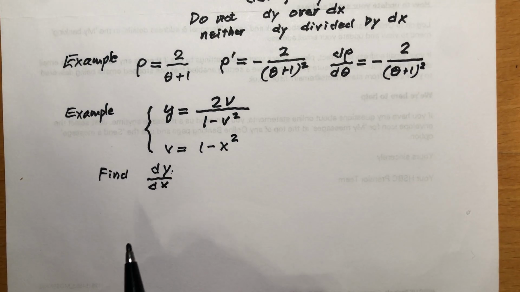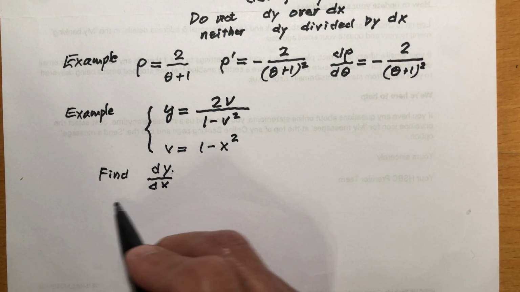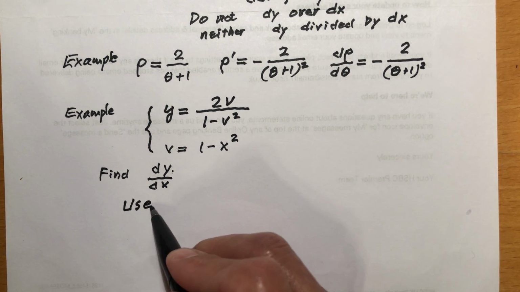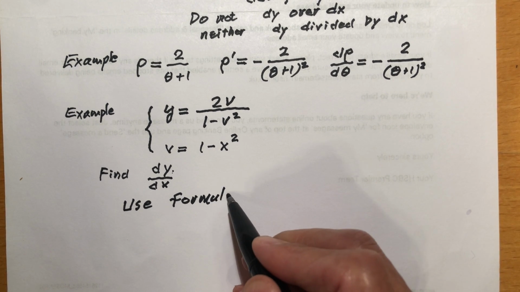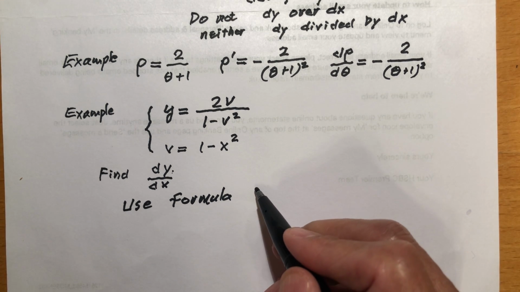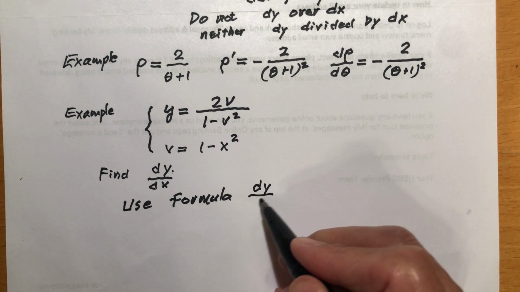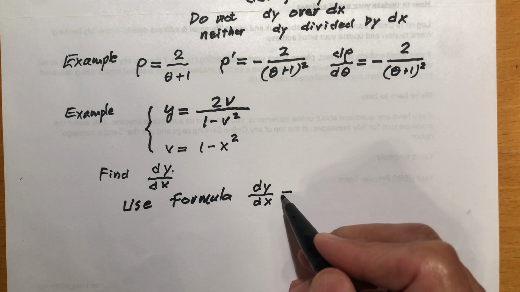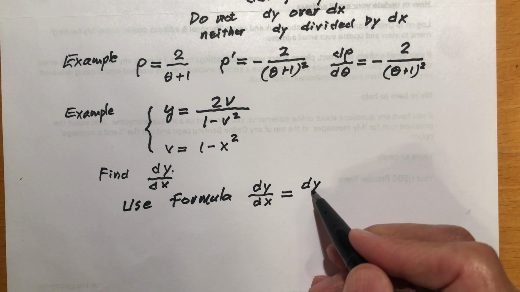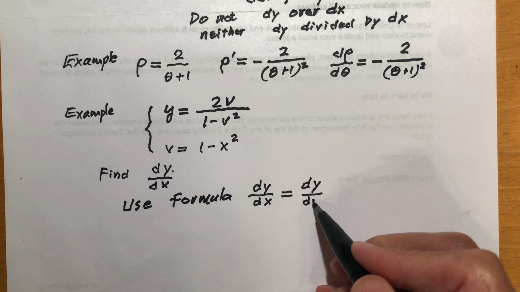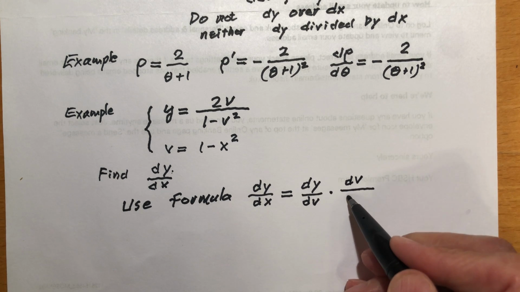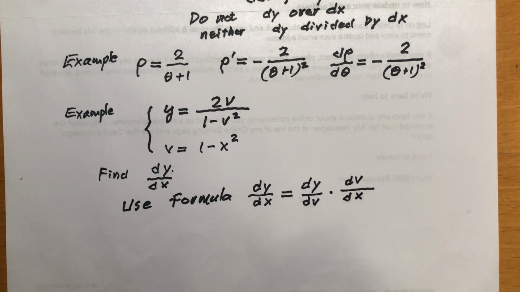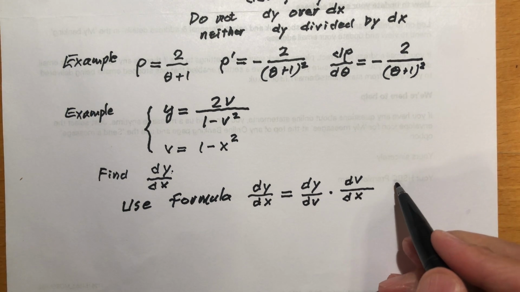Now, how do you do that? We use a formula to find it. What formula? This is the formula. dy by dx is equal to dy by dv multiplied by dv by dx. So this is a formula. All right. And this formula is called the chain rule.